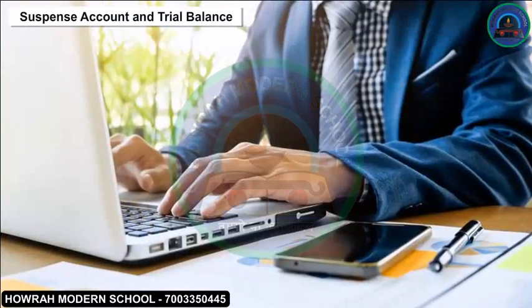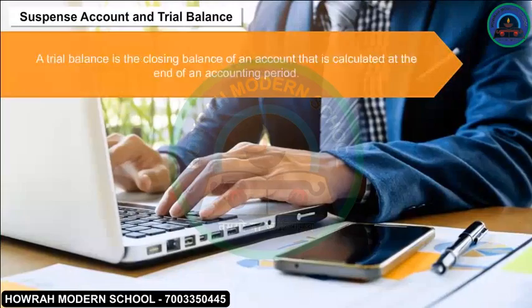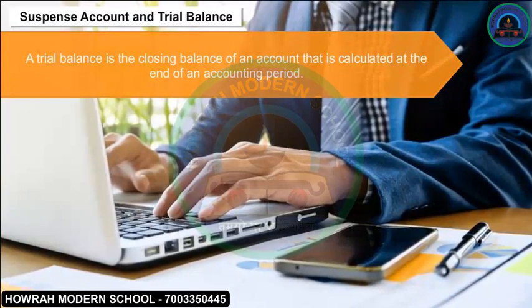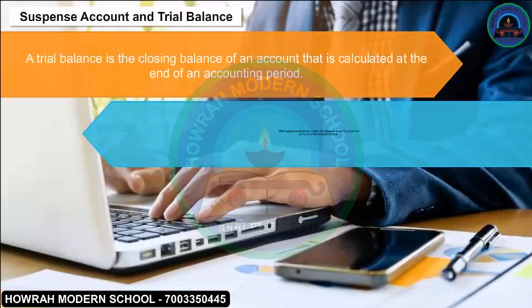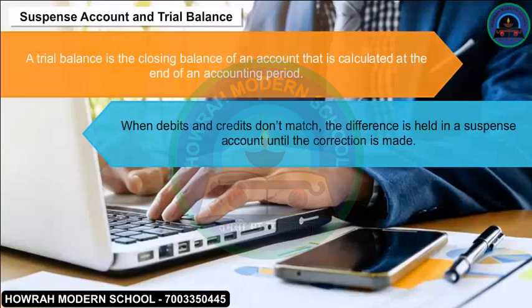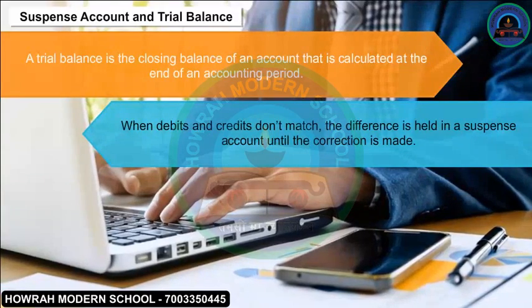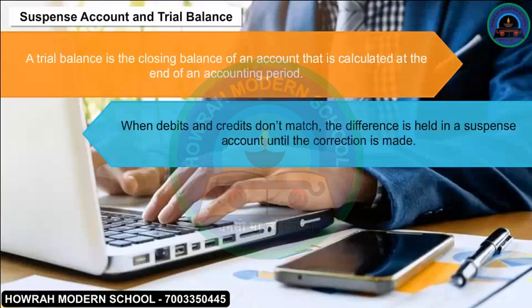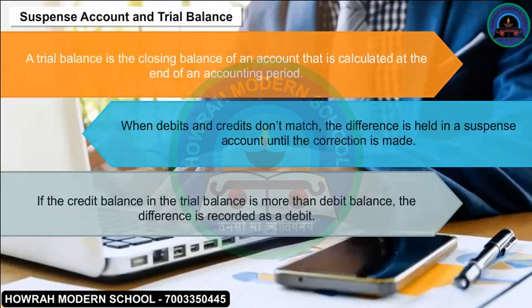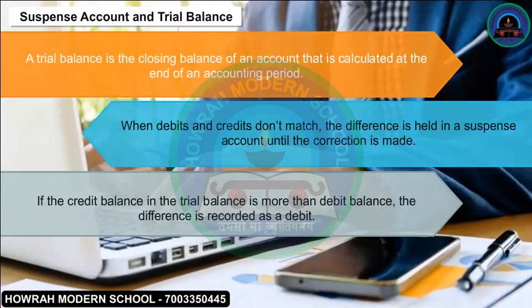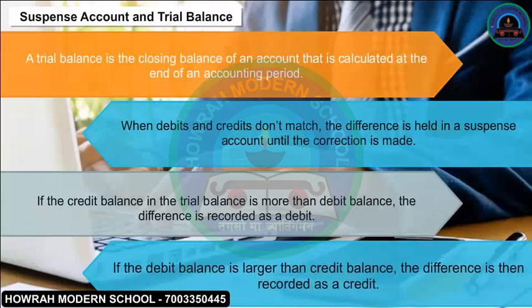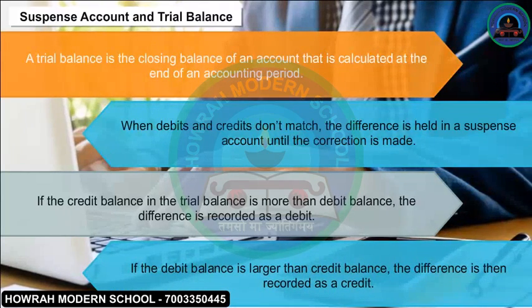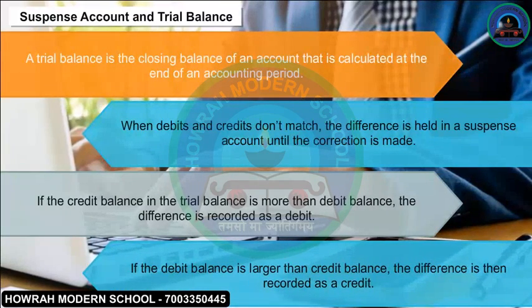Suspense account and trial balance. A trial balance is the closing balance of an account that is calculated at the end of an accounting period. When debits and credits don't match, the difference is held in a suspense account until the correction is made. If the credit balance in the trial balance is more than the debit balance, the difference is recorded as a debit. If the debit balance is larger than the credit balance, the difference is then recorded as a credit.